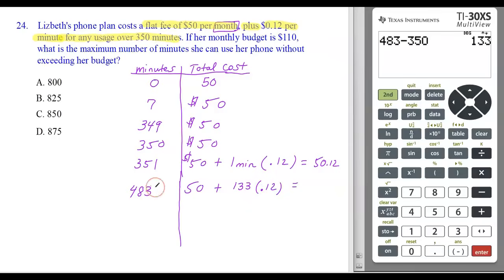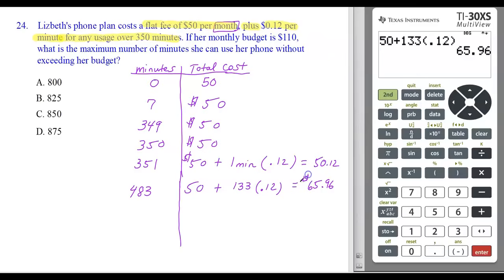Let's punch this in and see how much 483 minutes would cost us. So I'd go 50 plus 133 times, or you can use a set of parentheses. It's fine, same thing. I'll just use a set of parentheses, keep it the same. 0.12. Hit enter, and that would be 65.96.